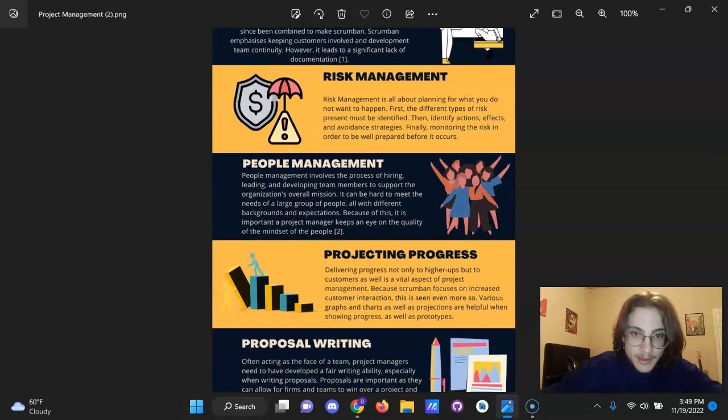Then there's people management. People management involves the process of hiring, leading, and developing team members to support the organization's overall mission. It can be hard to meet the needs of a large group of people, all with different backgrounds and expectations. Because of this, it's important a project manager keeps an eye on the quality of the mindset of the people. That's why we have casual Fridays and ice cream Wednesdays. A team is nothing without morale.